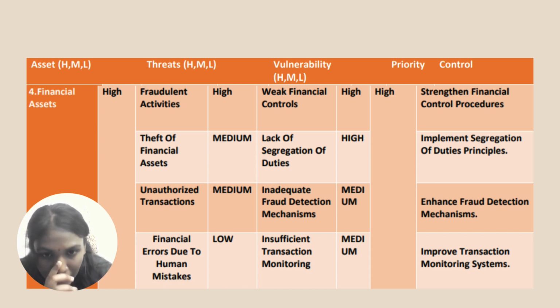An inadequate fraud detection mechanism for unauthorized transaction threat also has medium level of risk. The last one is the financial errors due to human mistake threat. The level of risk is low and the vulnerability for that threat is insufficient transaction monitoring, and it has a medium level of risk. So the priority level for this asset is high. We also implemented four controls for this asset: strengthen financial control procedures, implement segregation of duties principles, enhance fraud detection mechanism, and improve transaction monitoring system.